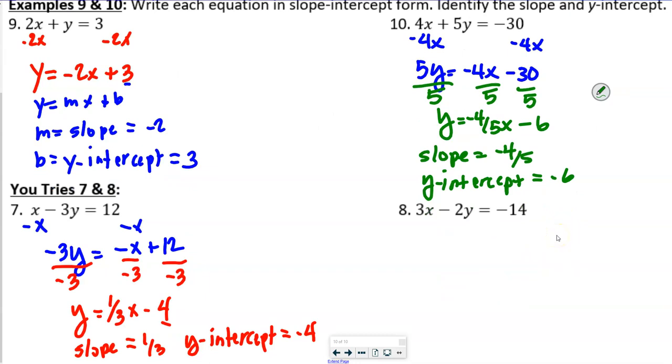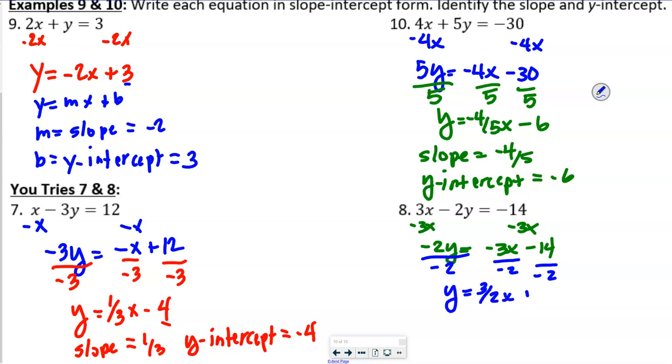So I'm going to subtract this 3x from both sides. So that gives me negative 2y is equal to negative 3x minus 14. Then I'm going to divide everything by negative 2. Now remember, when you divide a negative by a negative, you get a positive, right? So this is going to be y is equal to 3/2 x plus 7, okay? So here again, our slope is equal to 3/2, and our y-intercept is equal to 7.